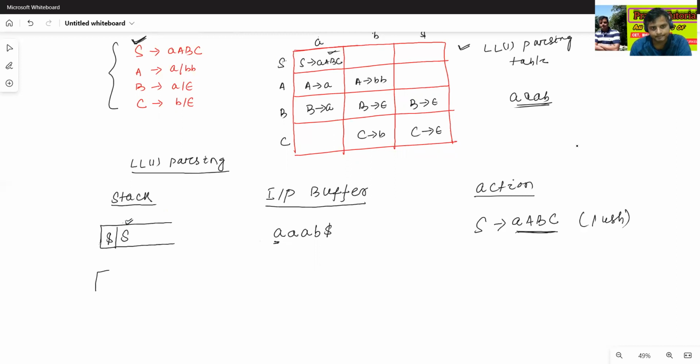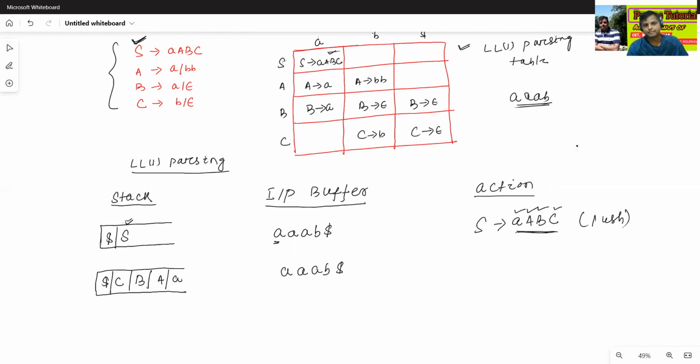See, this is dollar. Okay, now we'll push the first C here. Then we'll push B here. Then we'll push A here. Then we'll push small a here. Okay. Then the remaining string is here, AAAB, dollar. Okay. So the given string is here.